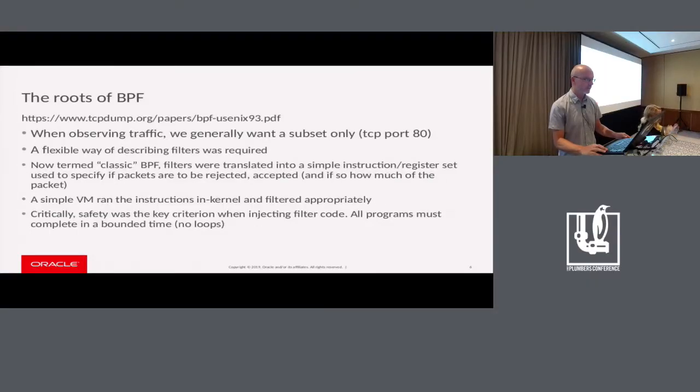So what we're going to be talking about a bit more today, though, is the paper by McCann and Jacobson, which was the origins of the BPF work. And obviously, one of the challenges they faced was they wanted to observe traffic, but they didn't want to look at all of it. So in that case, you want to filter traffic. You want to do that in the kernel, though, because you don't want that overhead of user space copy. So we wanted to have a flexible way of describing that filtering process, and we wanted to inject that description into the kernel.